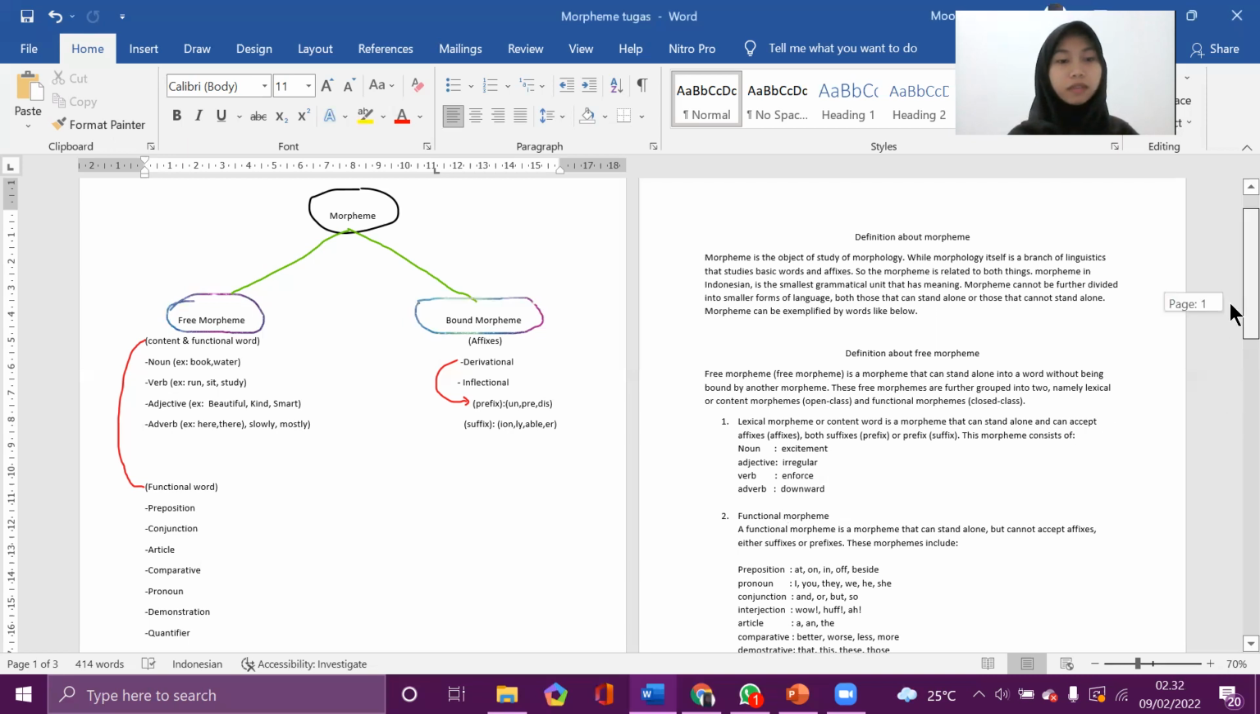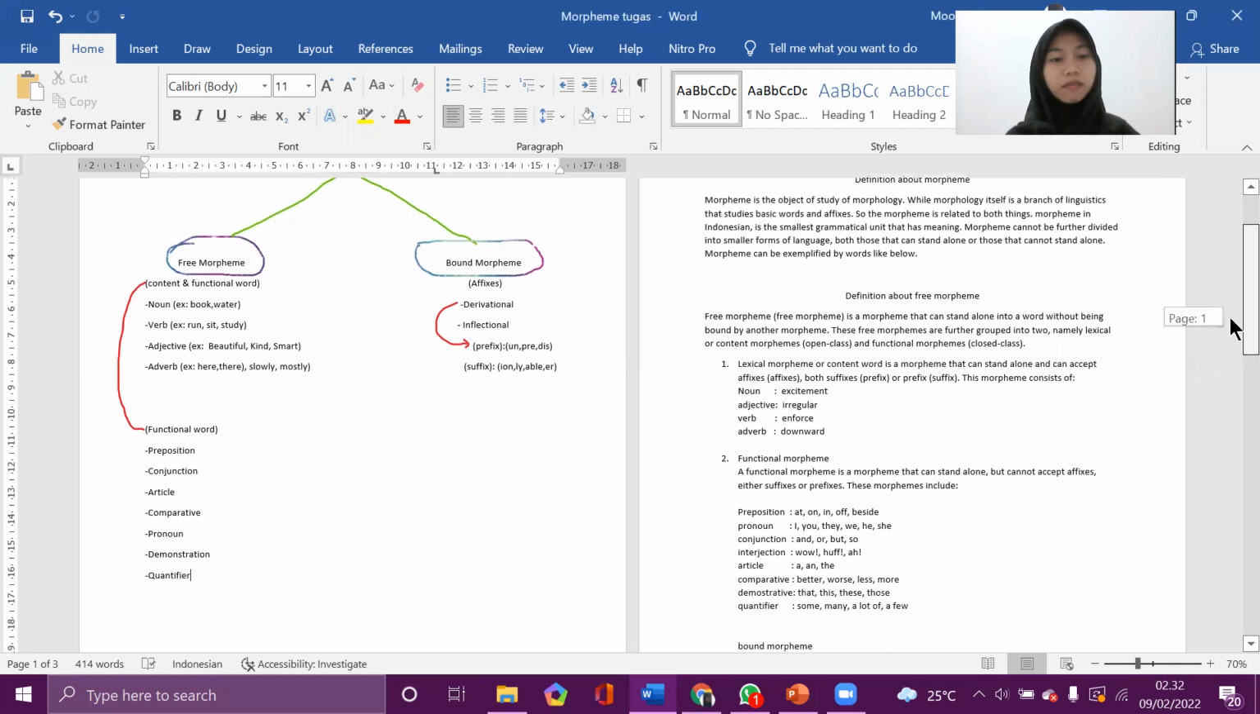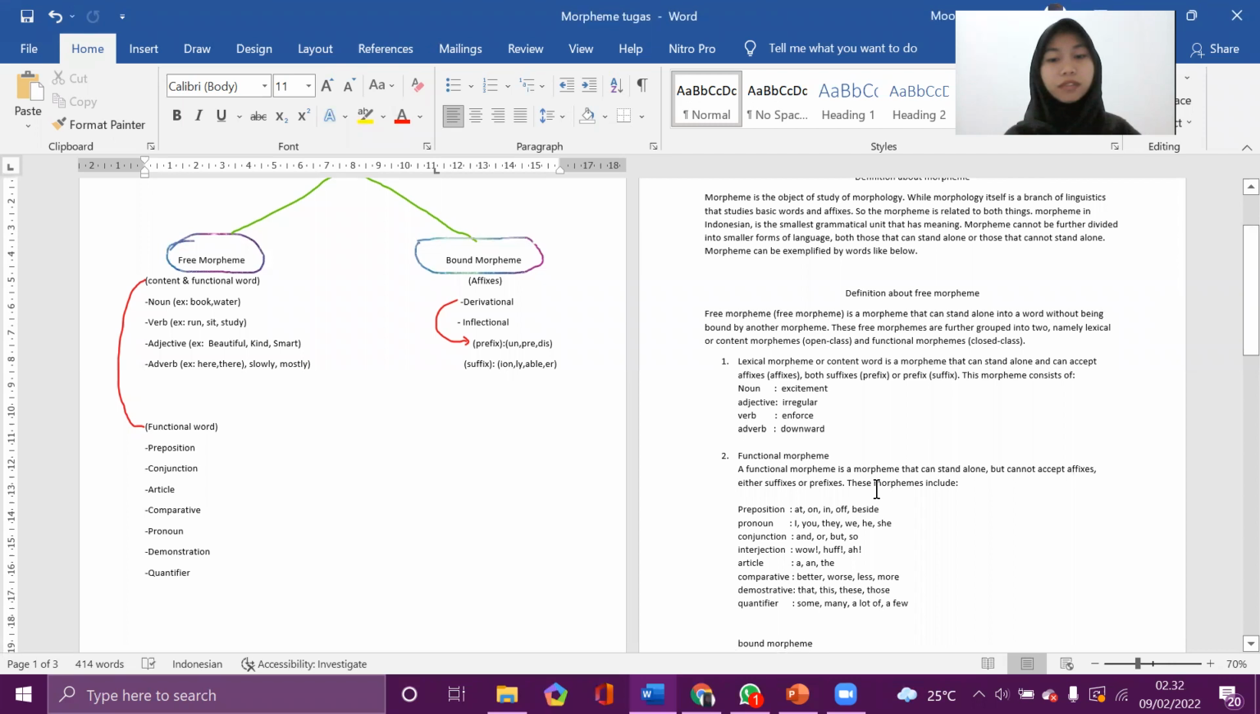After that, we're going to talk about functional word. So what is functional word? A functional word or functional morpheme is a morpheme that can stand alone but cannot accept affixes, either suffixes or prefixes. And this morpheme includes preposition, conjunction, article, comparative, pronoun, demonstrative, and quantifier.